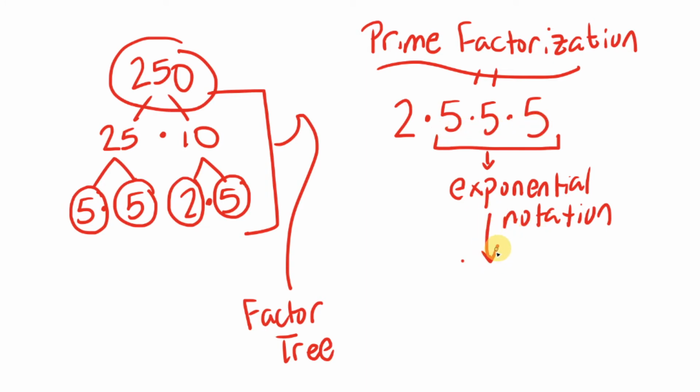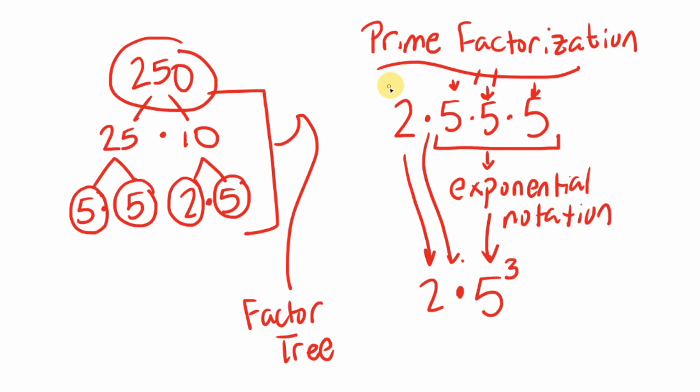So I've got 5 times 5 times 5. I'll write the number 5 here. And how many times am I multiplying that 5 by itself? Well, I've got 1, 2, 3 5s. So I'm going to write an exponent of 3. An exponent is a little number on the upper right corner, and it tells us how many times we multiply this number by itself. And then I'll just bring down this 2, and I'll bring down the multiplication symbol as well.